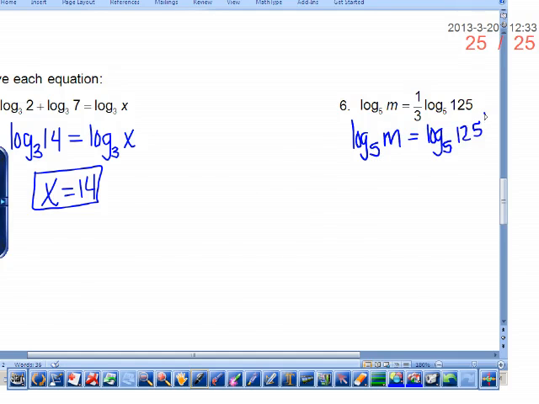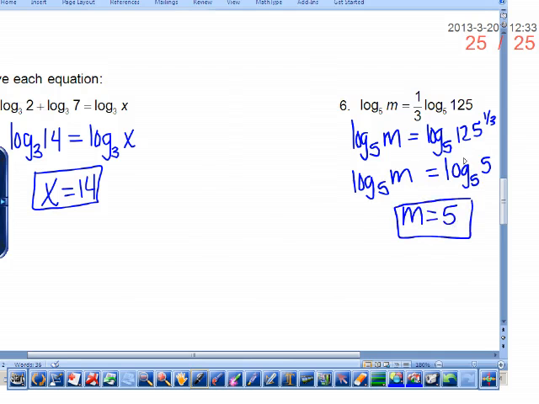Okay, what is 125 to the 1/3 power? 5. So this is log base 5 of m equals log base 5 of 5. I would recommend stopping here because you've got bases that are equal on each side, so your arguments must be equal. So what is m? 5.